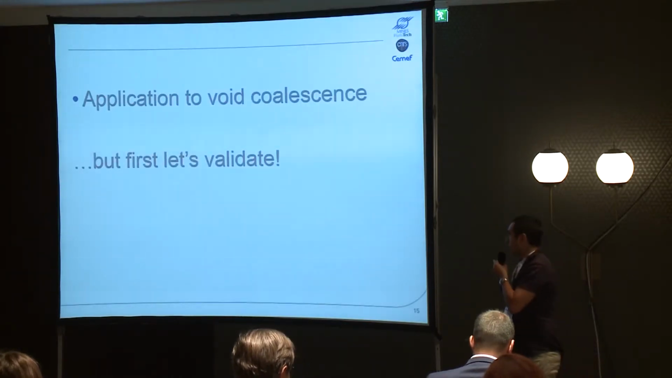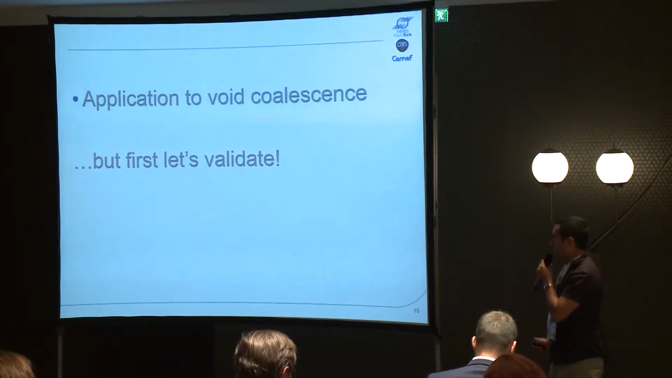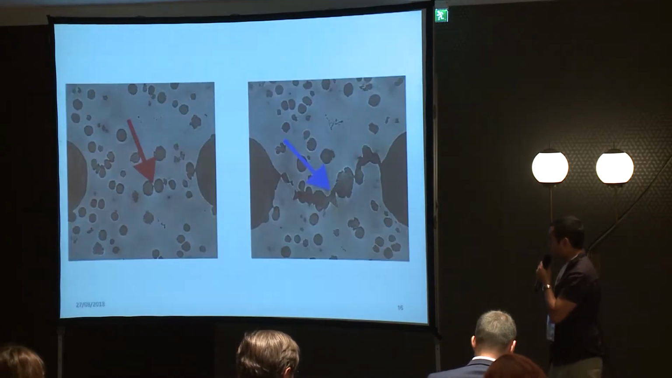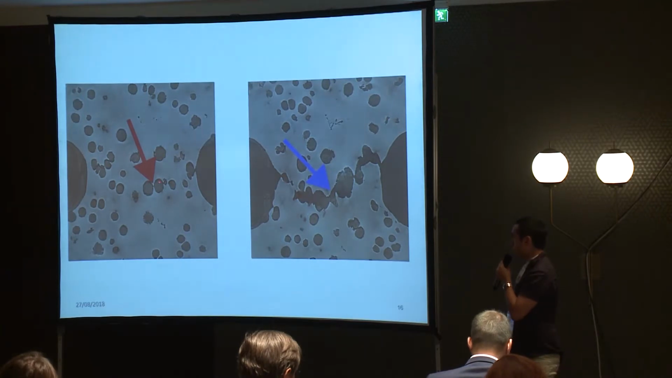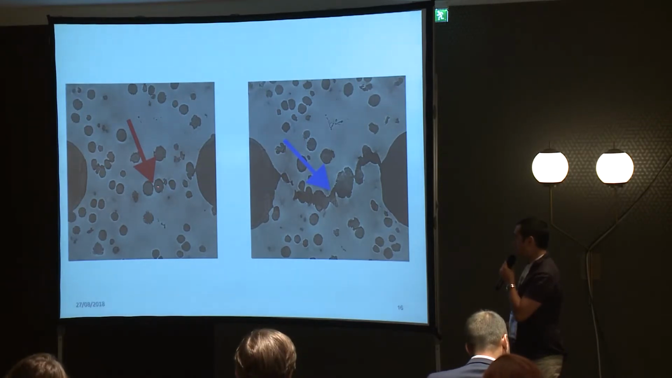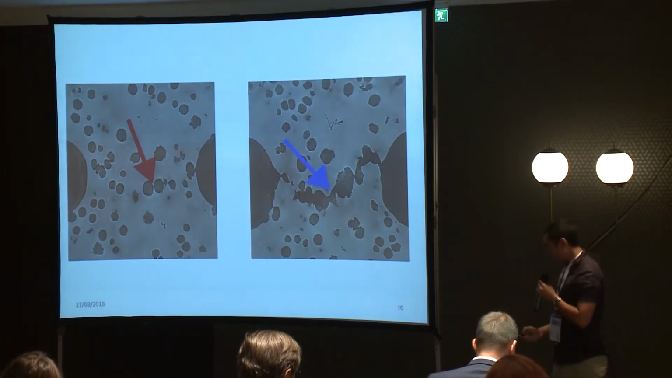Okay, so we would like to apply this methodology to study, for example, void coalescence, but it would be nice to validate our results first. So to do that, we will take an interest in two particular observations. This is a two-dimensional slice of a laminography volume. So here we have coalescence by internal necking, and here we have coalescence by the void sheet mechanism.